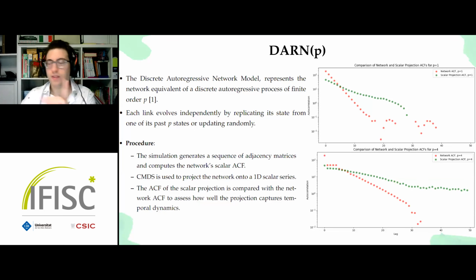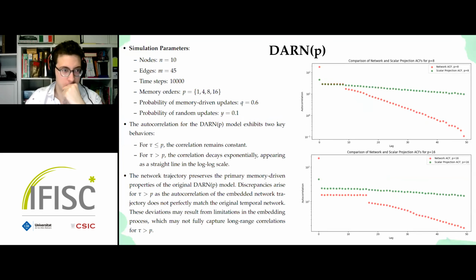And what is the interesting thing about the DARP? I think this is one of the most interesting results in my project, because the DARP model exhibits two key behaviors, shown very clearly here. For lag tau lower than or equal to the memory order p, for example here 8, the correlation remains constant. There is a flat line there. Then the correlation decays exponentially, because on the logarithmic y-axis it is a straight line.